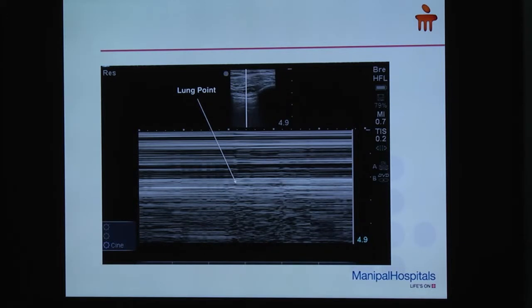So does anyone know what a lung point is? Okay, tell me.